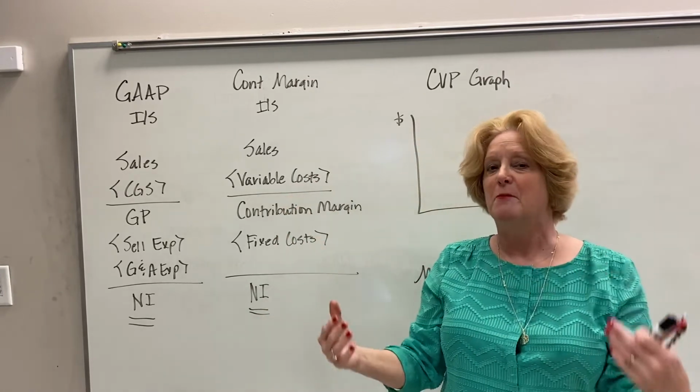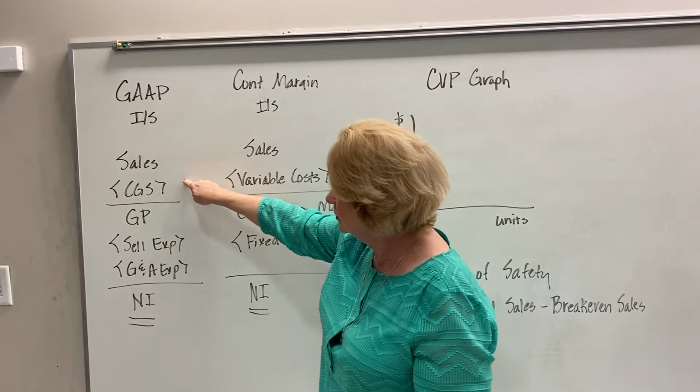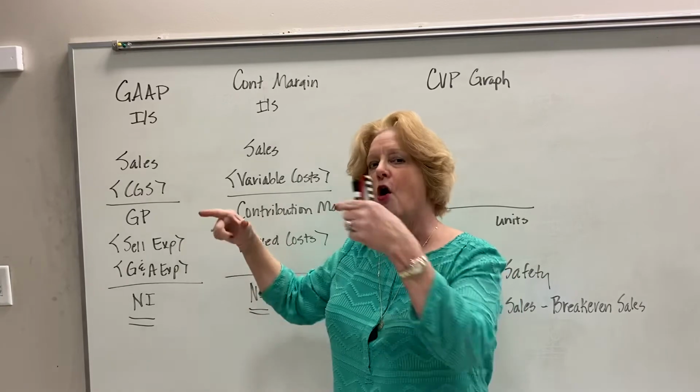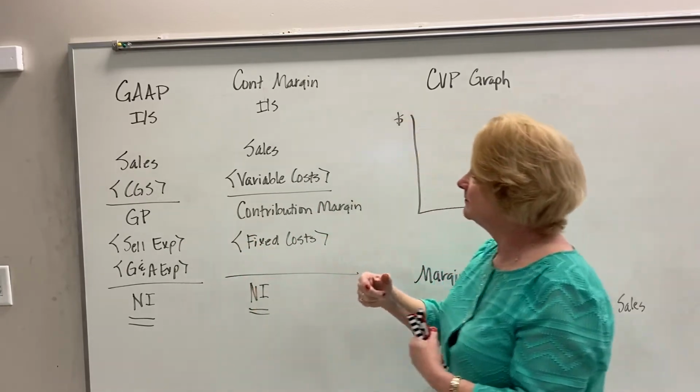Now we want to look at things in a different manner. We want to break our costs down into variable and fixed. So we take our cost of goods sold, our selling, and our general administrative, and we decide, are they fixed or are they variable? We do it component by component.